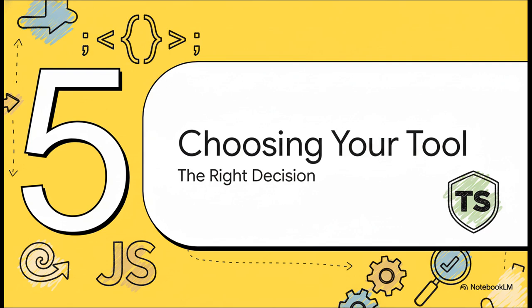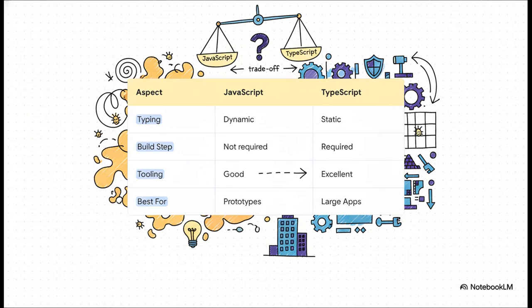So, with those trade-offs in mind, how do you actually make the call? How do you decide? Let's break it down into a really clear framework to help you choose the right tool for your specific job. This table really brings everything home. See, it all starts with that one difference, dynamic versus static typing. But just look at the ripple effect that one change has.